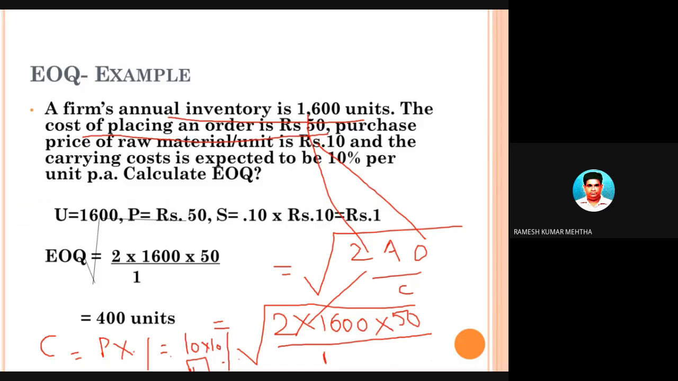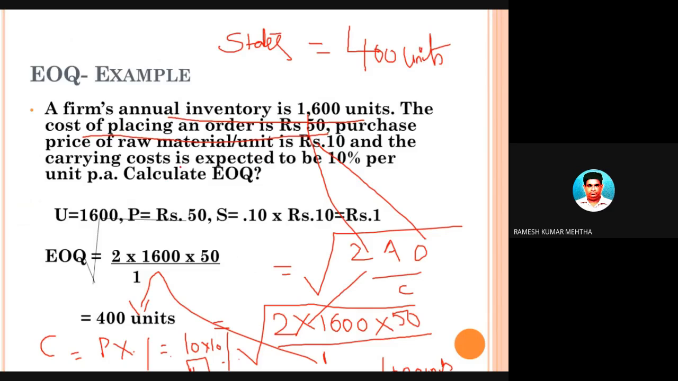So here if you solve the problem, it is 400 units. 2 into 1600 into 50 by 1, if you calculate, you will get this answer. Please remember, very, very important. Now I am telling you the importance of these 400 units. They state that whenever you are ordering, you should not order anything that comes to your mind. You have to order 400 units, number one. Number two is, how many units are required for the whole year?